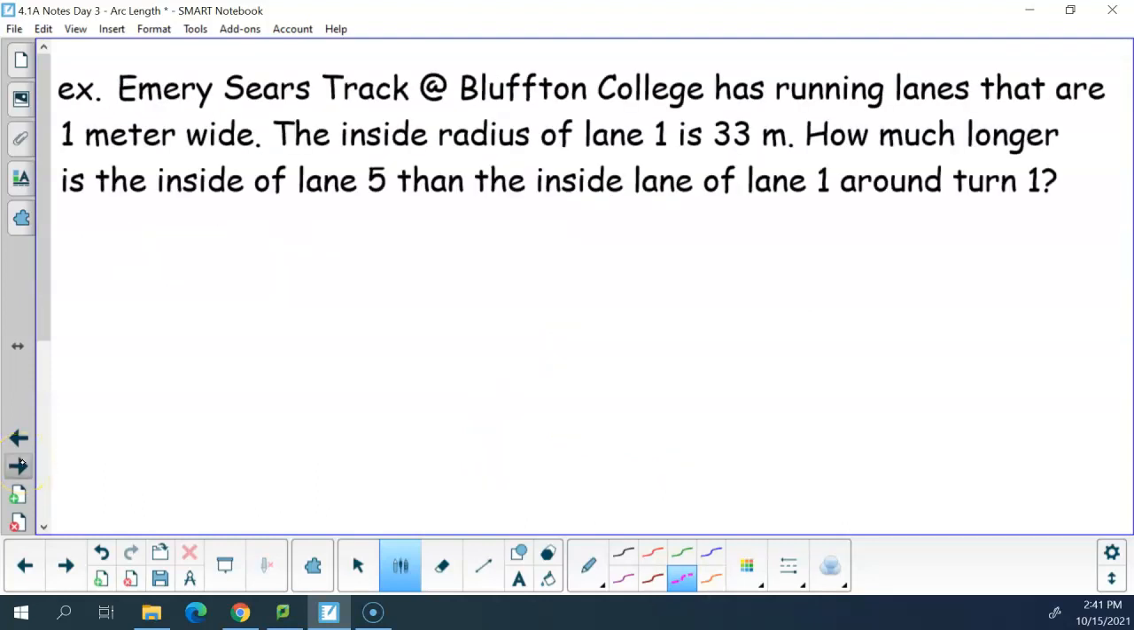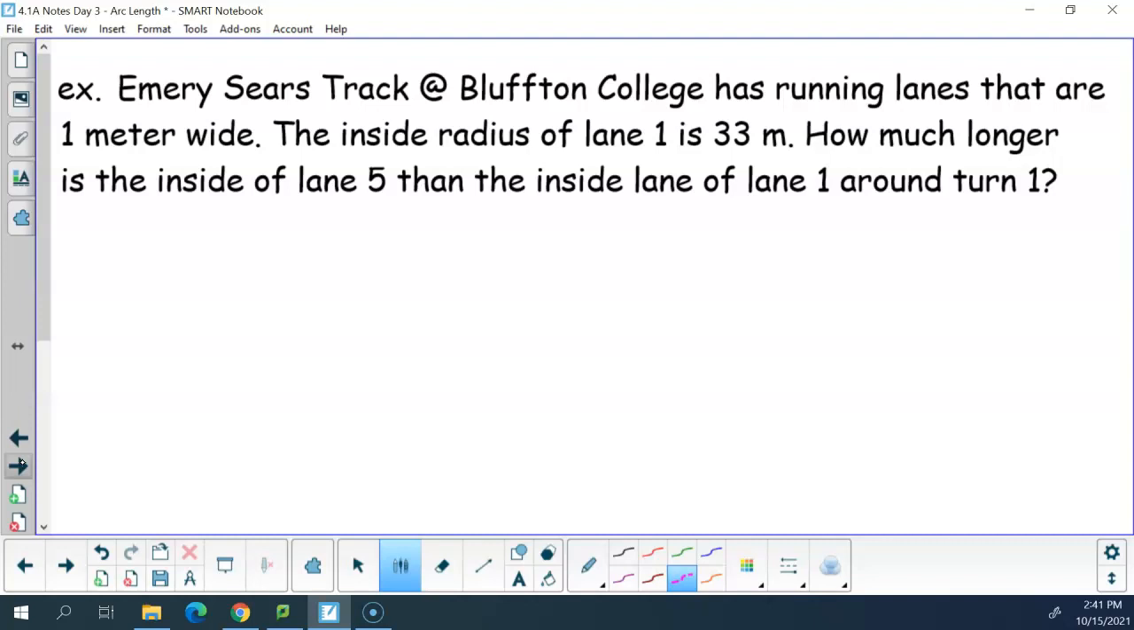Ooh, I like this. Emory Sears Track at Bluffton College has running lanes that are 1 meter wide. The inside radius of lane 1 is 33 meters. How much longer is the inside of lane 5 than the inside of lane 1 around turn 1?